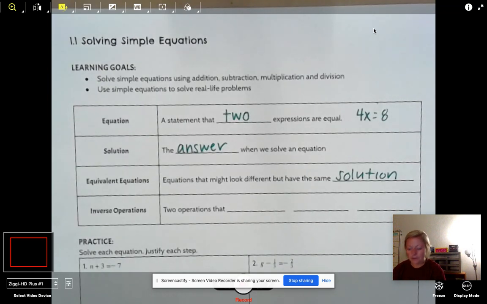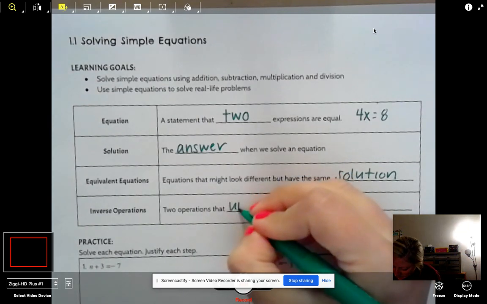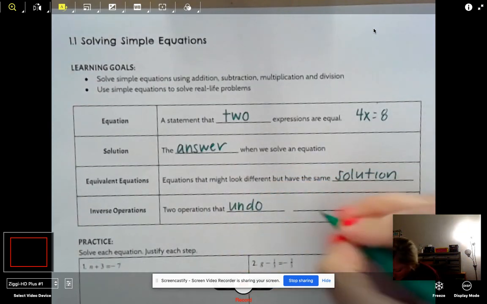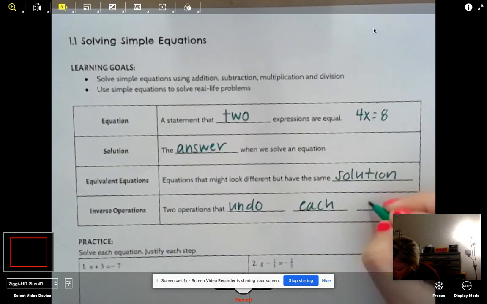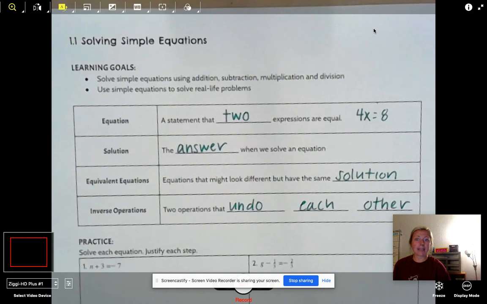And then our last vocab word, I know you've used these before, you just might not have known that this is what they're called: inverse operations are two operations that undo each other. So let's write that down and then we can talk about it. For example, what's the opposite of adding? Subtracting. What's the opposite of division? Multiplying. Those are considered inverse operations because they undo each other, all right?